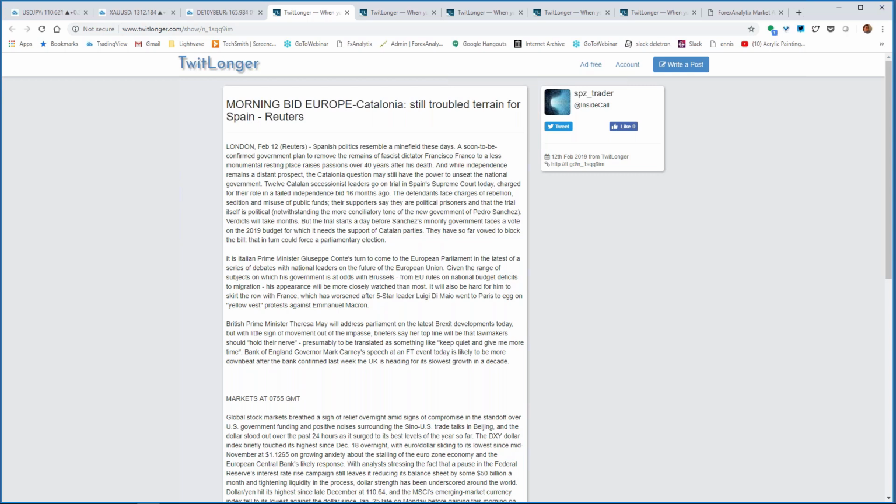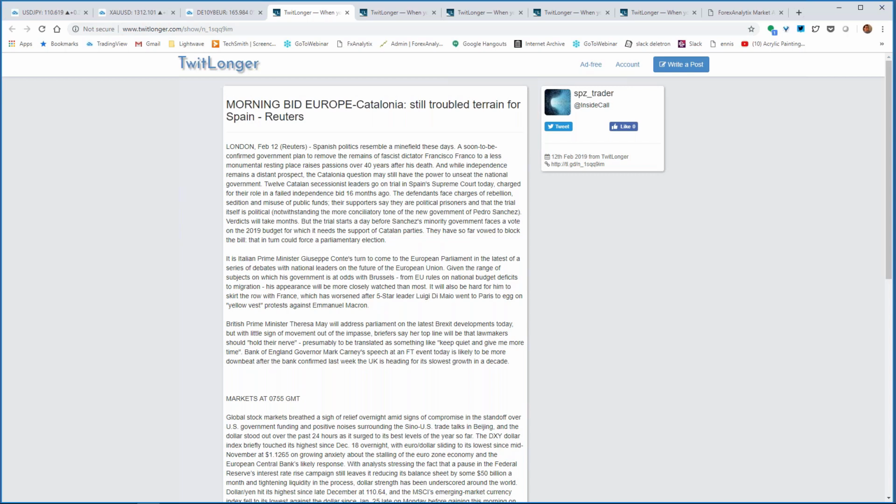Twelve Catalan secessionist leaders go on trial in Spain's Supreme Court today, charged for their role in the failed independence bid 16 months ago. The defendants face charges of rebellion, sedition, and misuse of public funds. Their supporters say they're political prisoners and that the trial itself is political, notwithstanding the more conciliatory tone of the government of Pedro Sanchez. Verdicts will take months, but the trial starts a day before Sanchez's minority government faces a vote.